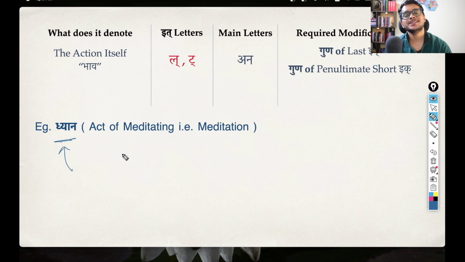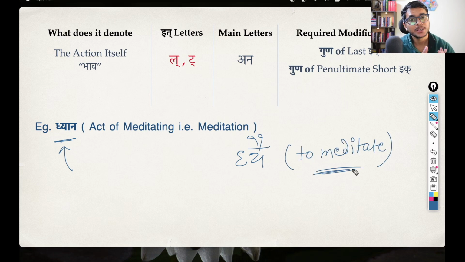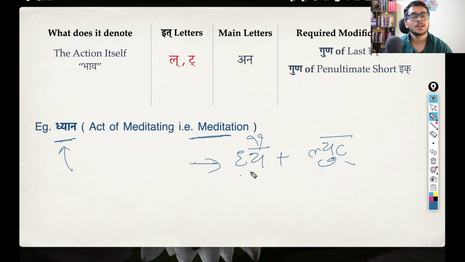Dhyana is the act of meditating. Why? Because the dhatu it is coming from is Dhyay dhatu. Dhyay dhatu means to meditate, to meditate upon something, to concentrate upon something. An act of meditating, that is meditation itself. The bhava itself is this dhyana. So we are taking this Dhyay dhatu and modifying it using lut pratyay.